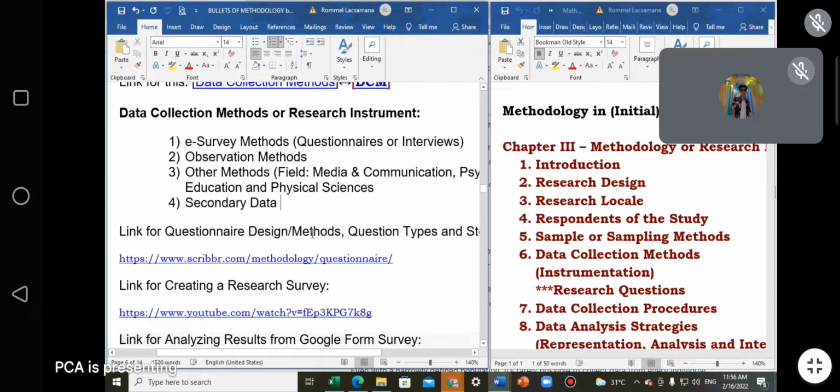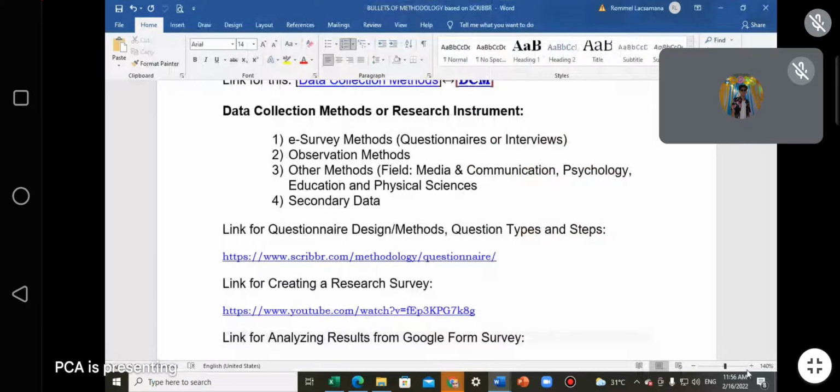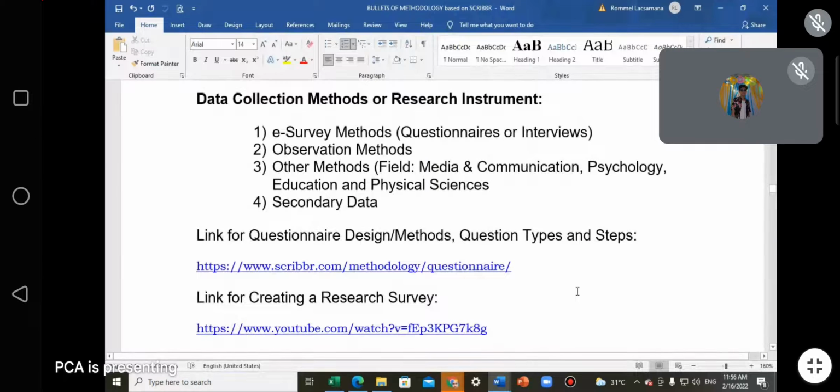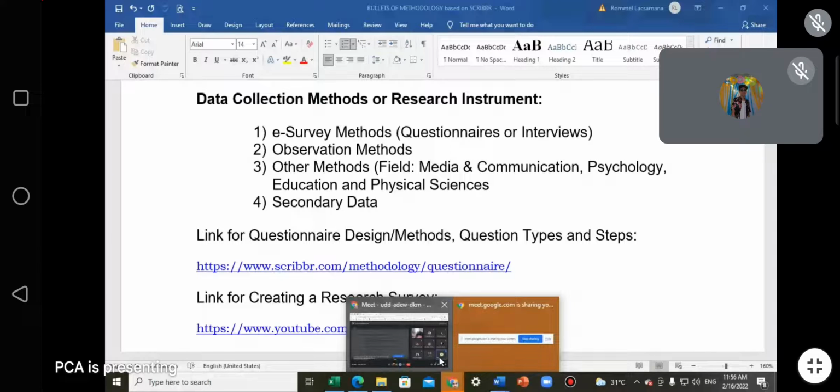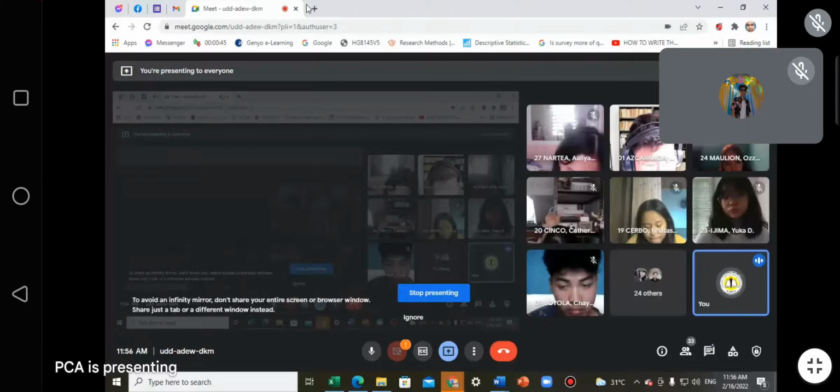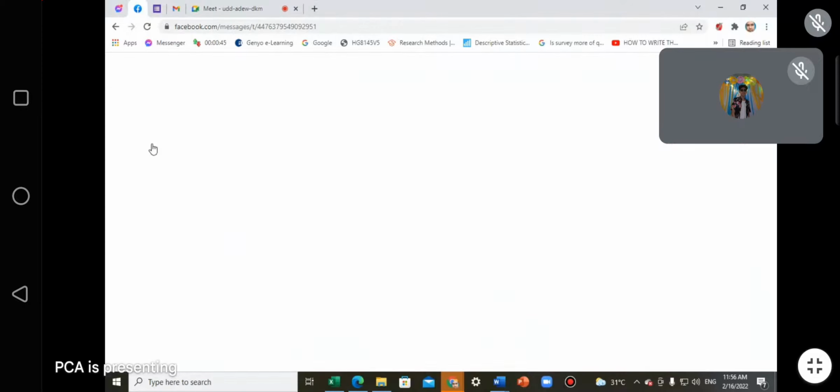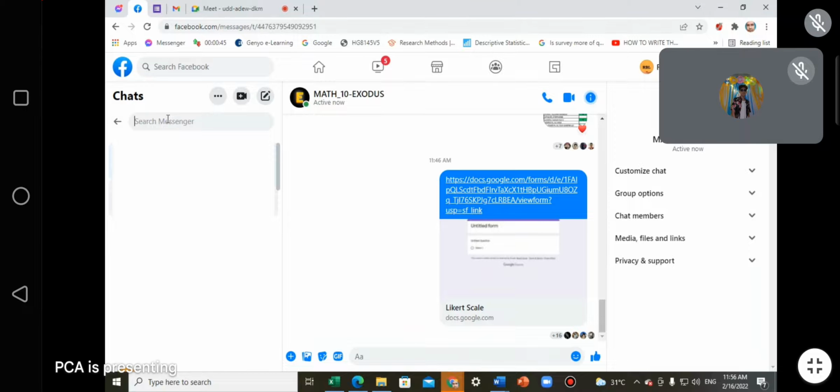Question design, methods, question types. Hold on. So we're creating a questionnaire, this one. And then, sige, puntahan natin yung mga magagaling. Puntahan natin sila Anna Faith, dahil yung sa kanila is the ideal.